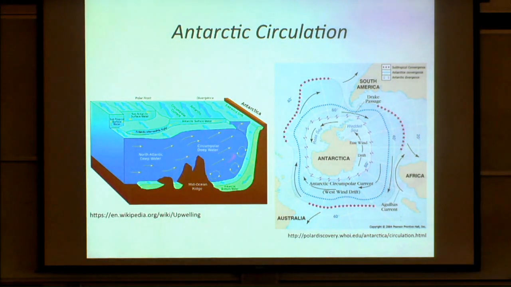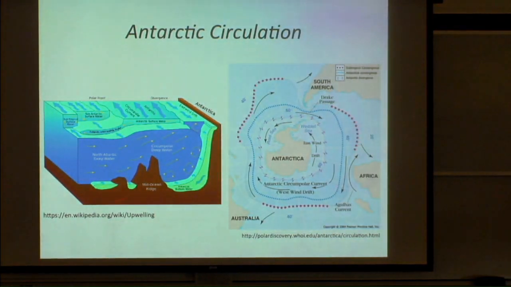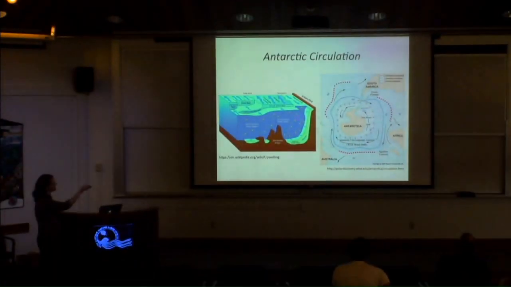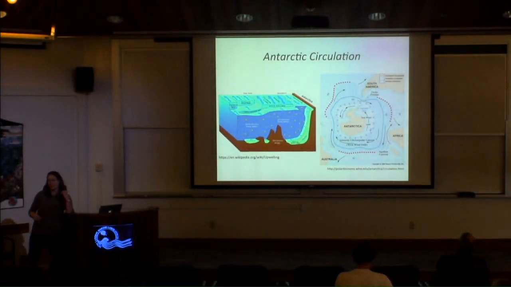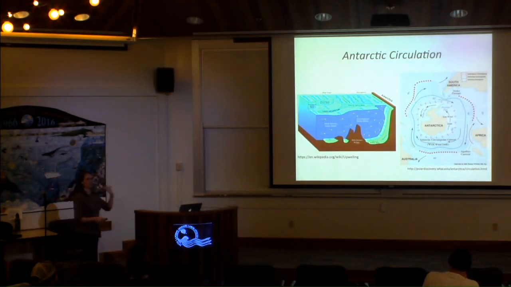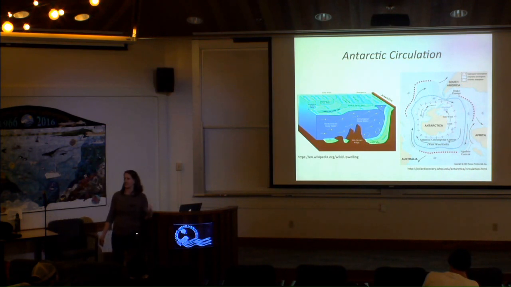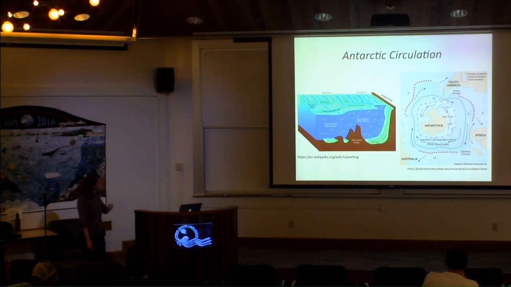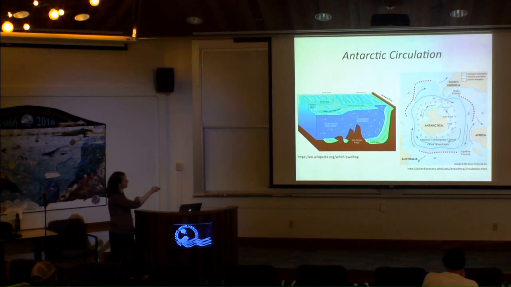So, and then your cross section, this is also an area where you're going to have, with the east wind drift, a lot of water being pushed off the shelf. This is very salty water, right? You have that high salinity shelf water because you have sea ice forming, and then you also have circumpolar deep water that's coming up onto the shelf.